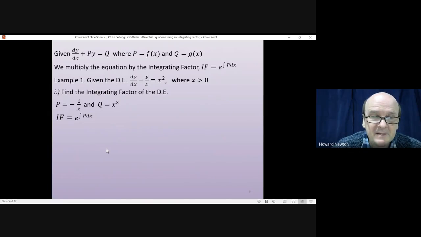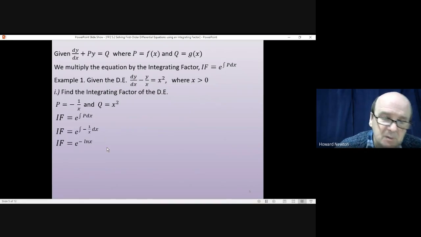Now, the integrating factor is e to the integral of this function, p. So that's e to the integral of minus 1 over x. Now, at this point, we need to integrate minus 1 over x. If we integrate minus 1 over x, we'll get minus log x. This next step isn't obvious, but we've got e and log. We can very nearly cancel these out, but we need to deal with this minus first.